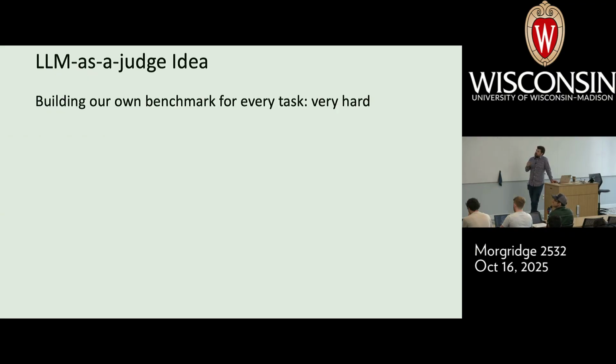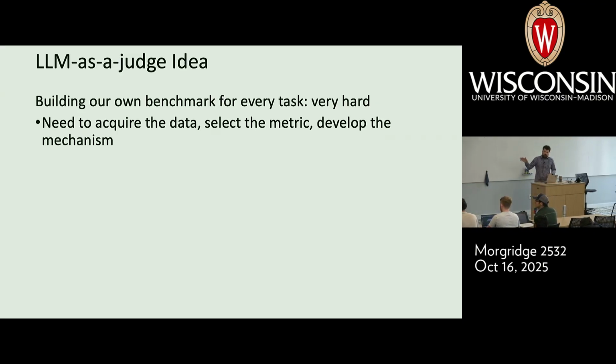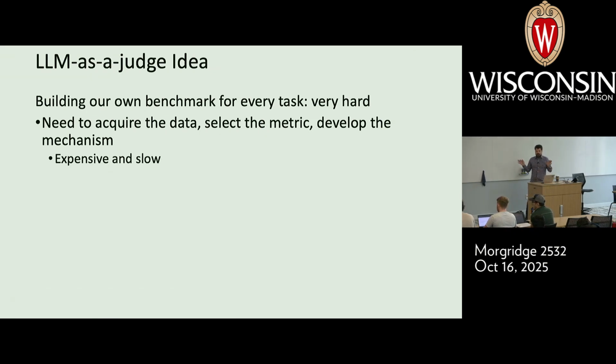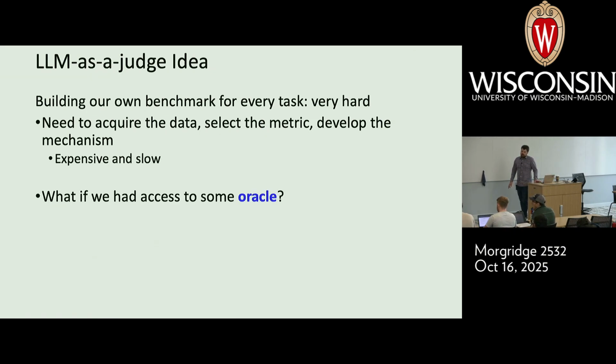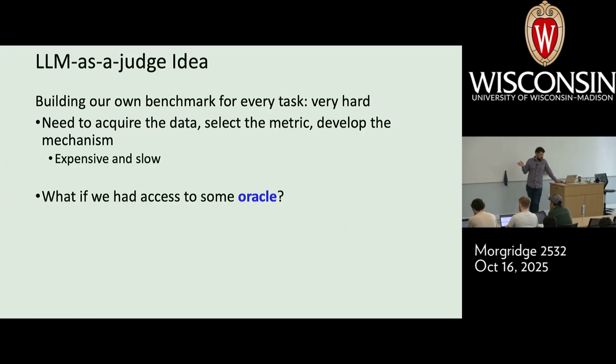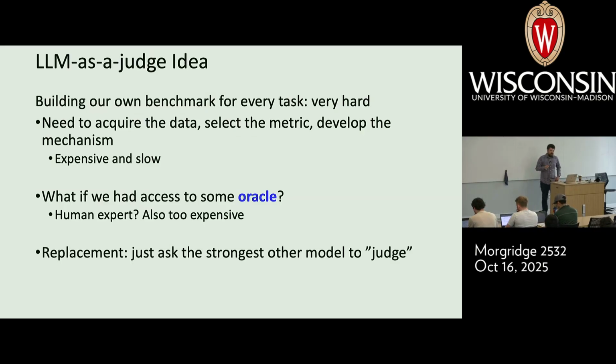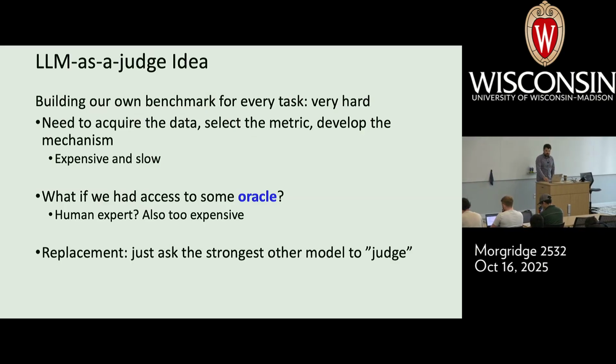Okay, so here's the basic idea. We want to build our own benchmark, ideally for every task. That's not really going to be easy unless you have tons and tons of resources, and even then. We'd have to acquire data, select our metric, and develop the mechanism. It's going to be very painful. If we had access to an oracle, we could do it, but we have no human experts because they're too expensive. So let's just use another model to do this judging.